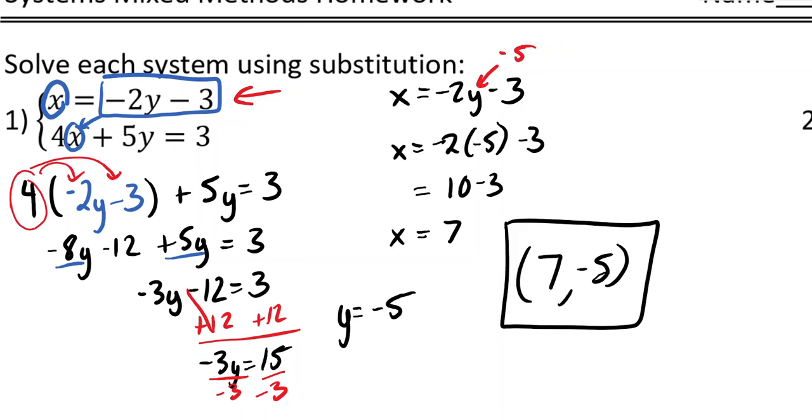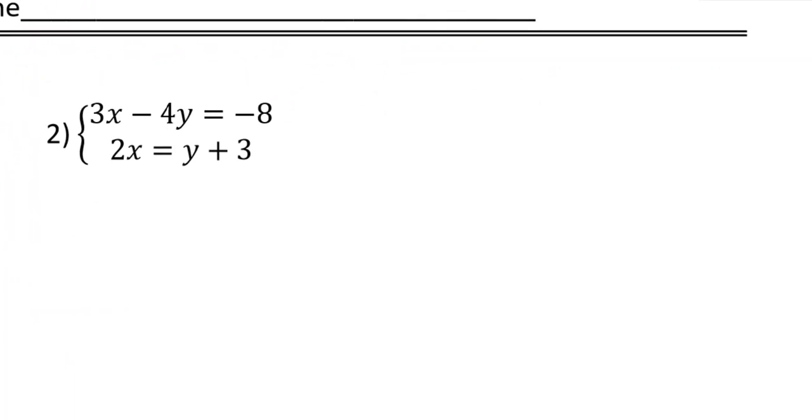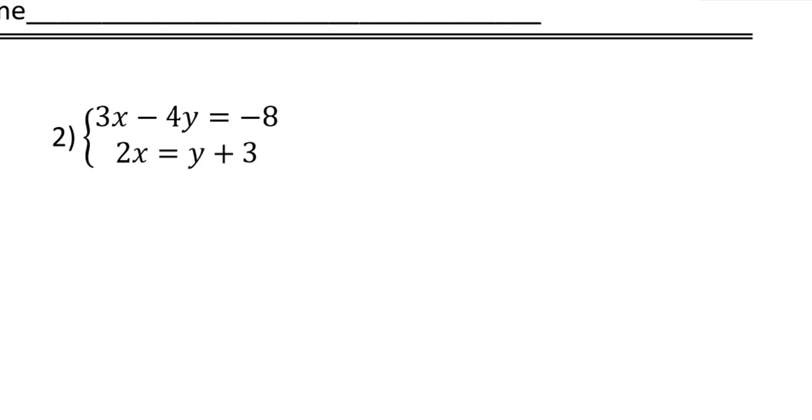If we look at question number 2 here, this is one where it's not quite set up because you don't have an x equals or a y equals. So your first step is to make one of them x equals or y equals. Now, while you could do that for either equation, what you want to look for is the variable that does not have any coefficients, that's by itself. In this case, that variable is the y in the second equation. So what I'm going to do is take this second equation, 2x equals y plus 3, and I'm going to get y alone.